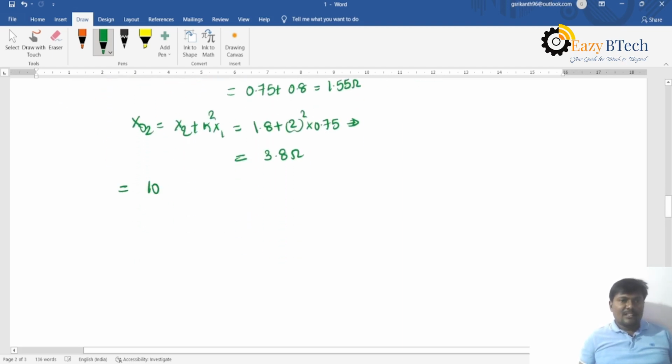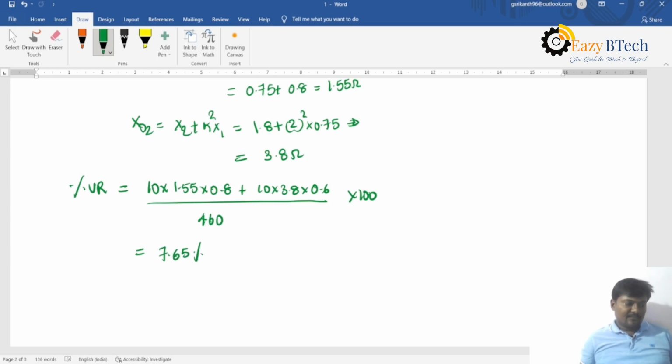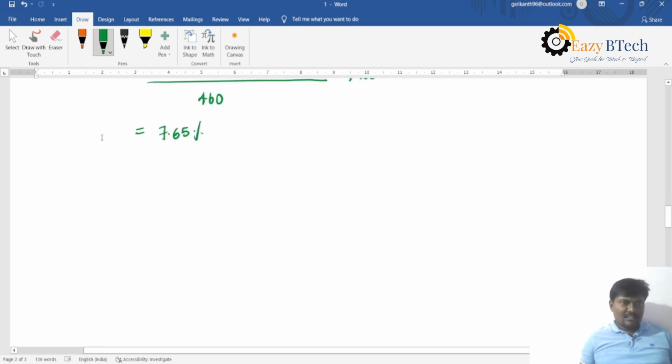Then finally you can substitute here. So the I2 value is 10 into 1.55 into power factor 0.8 plus 10 into 3.8 into 0.6, divided by E2, which is 460. Then I will get the percentage voltage regulation. If you calculate this, finally I got it as 7.65 percentage.